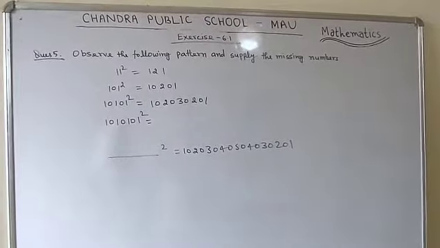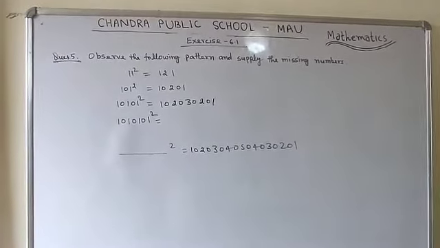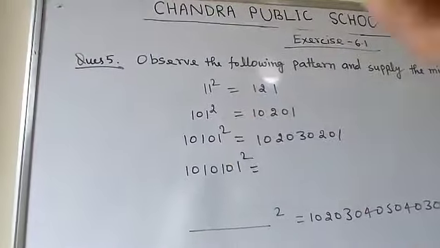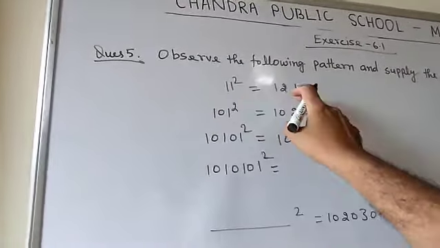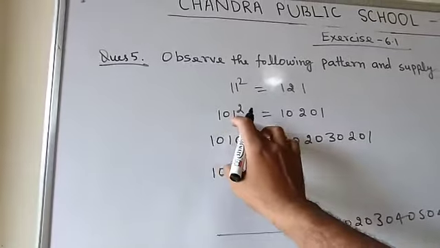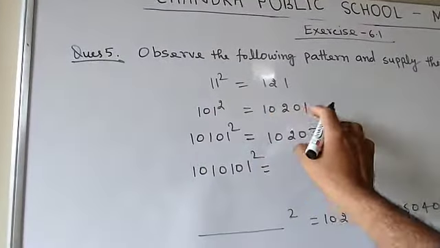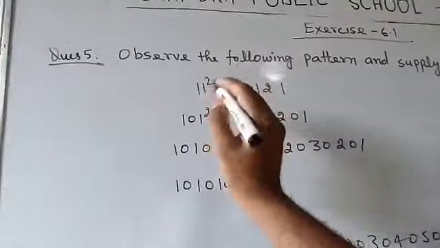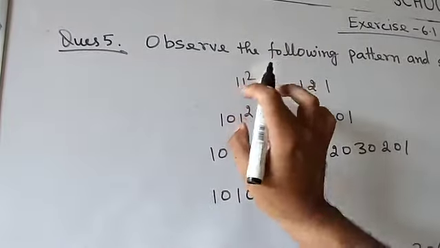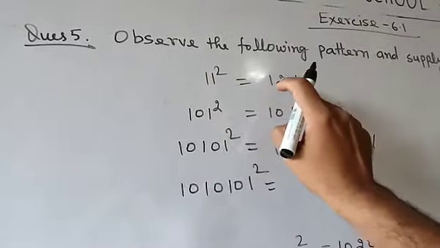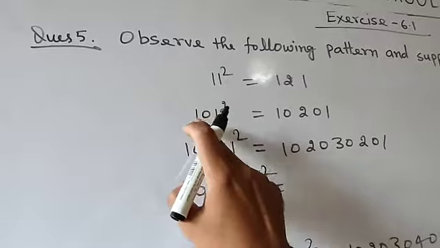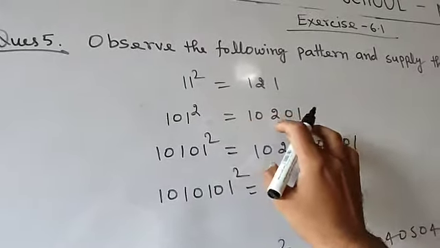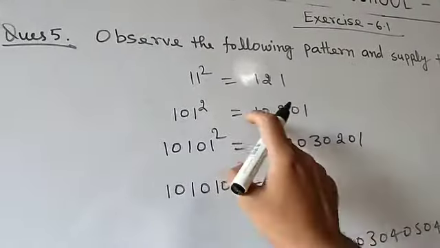Now here again a pattern related question is there. Question number 5. Observe the following pattern and supply the missing numbers. So here first you need to follow the pattern. First find what pattern is being followed here. 11 squared, all of you know is 121. Now 101 squared is 10201. Now 10101. Now students, here it is 11. How many ones are there? Follow that, 2 ones are there. So 1 2 1. Here 101 squared, how many ones are there? 1 2 1 is there and 0 is there. So that will be 1 2 1 and there is 0 0.